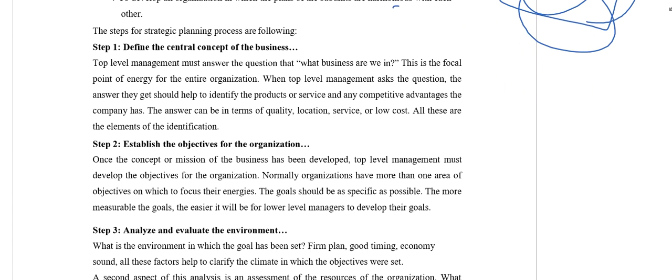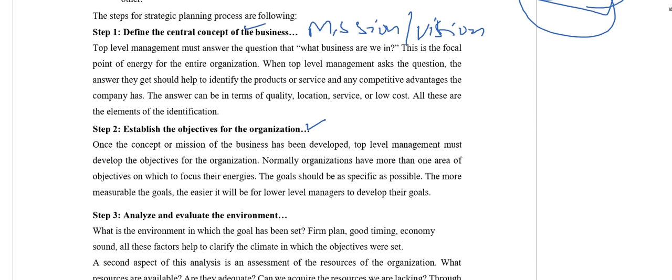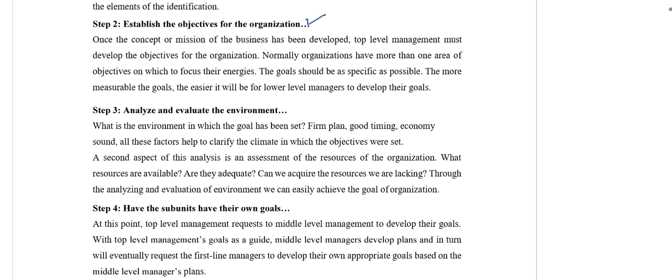So in strategic planning process, first of all, we have to define the central concept of the business. Central concept of business is basically the mission and vision, which we have already studied. Number 2, establish objectives of the organization. After keeping in mind the mission of the organization, we set the organization goals. After setting organization goals, we have to evaluate the environment. When we evaluate environment, we have to understand internal plus external environment.